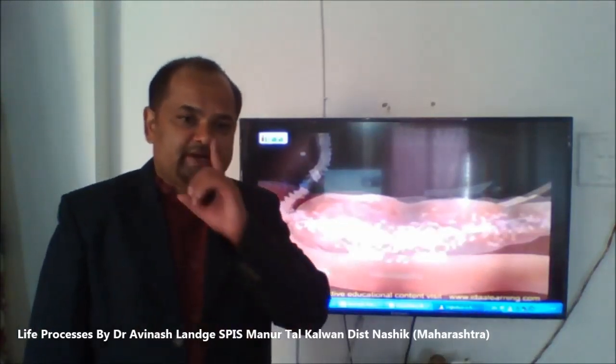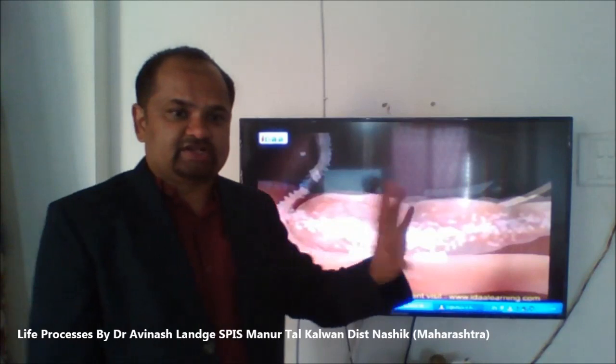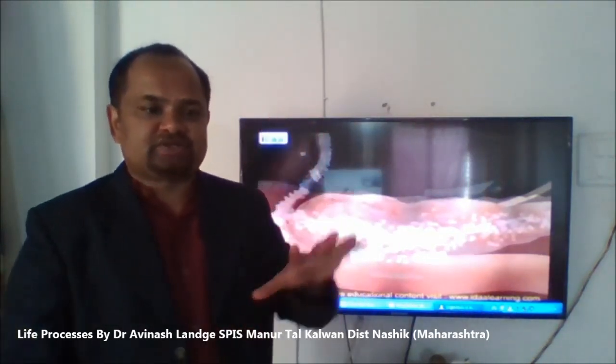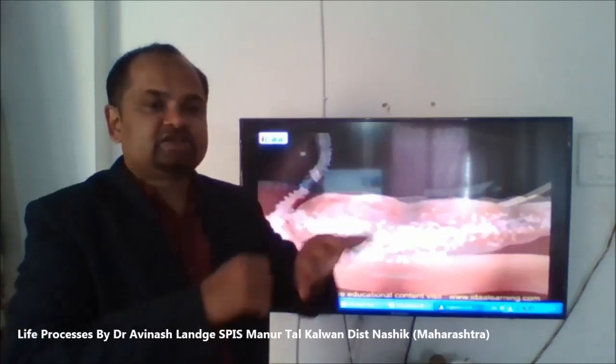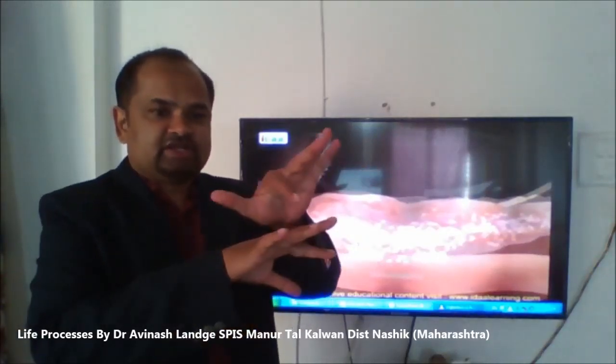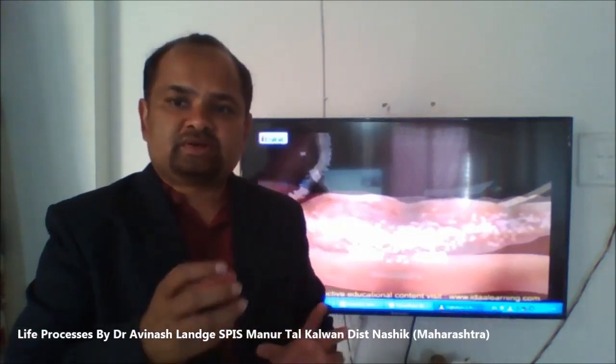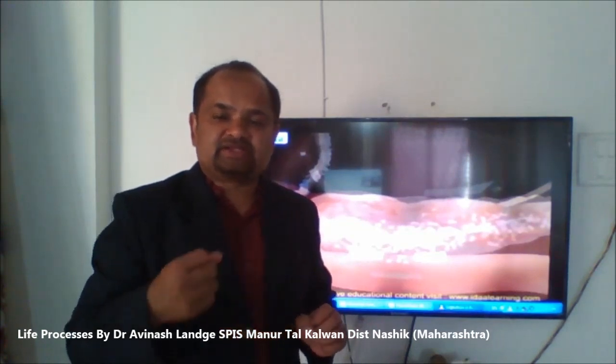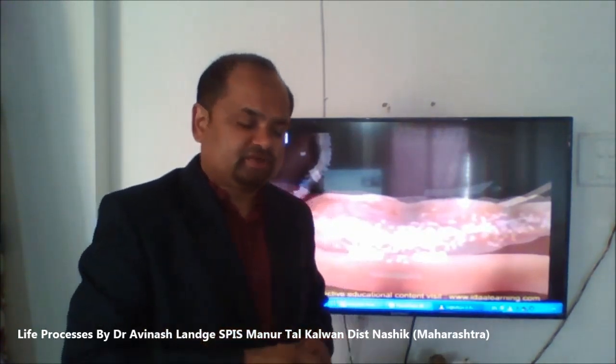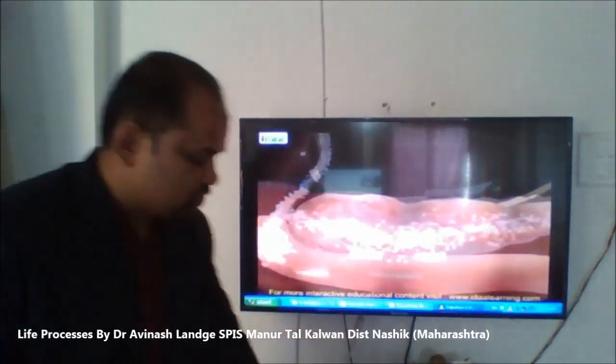This is a very important part. In this small intestine, there are finger-like projections which increase the surface area, and it helps to absorb the digested material into the blood vessels. So this is about the small intestine.